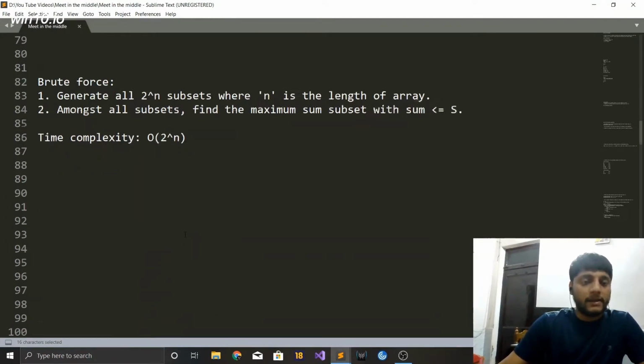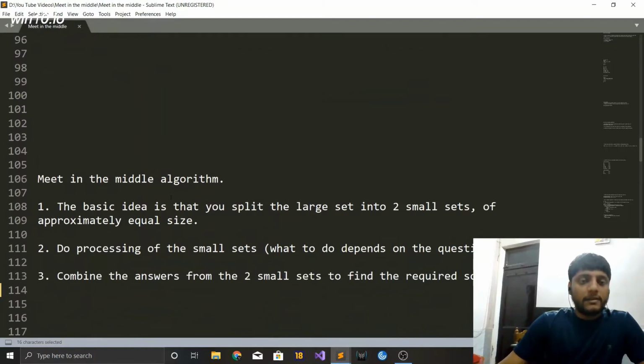Let's look at that. The basic idea of the meet in the middle algorithm is that you split the large set into two small sets of approximately equal size. Why am I saying approximately equal size? Because in case the array has an odd number of elements, you cannot divide it into two small sets of equal size. The second step is that you do some processing on those small sets. The processing depends on the question, and eventually you combine the answers from the two small sets to find the required solution.